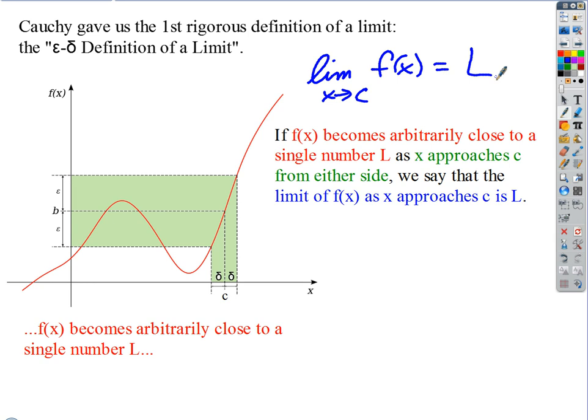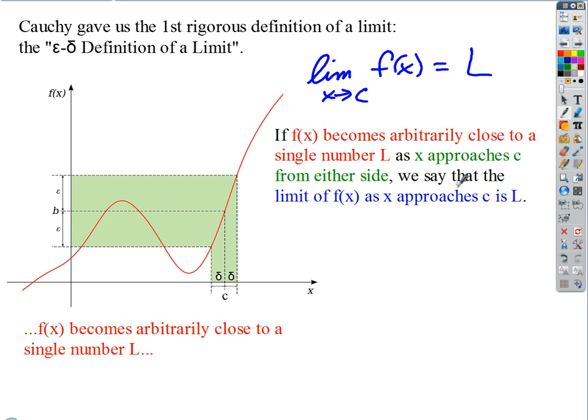And so we're going to go back to what we call the epsilon delta definition of a limit, which was introduced a long time ago, a very rigorous definition. And here's kind of what it does. It makes this statement here. We say, if f of x becomes arbitrarily close to a single number L, we'll go back over this and talk about the language. This is a good example of rigorous mathematical dialogue. If f of x becomes arbitrarily close to a single number L as x approaches c from either side, then we say that the limit of f of x as x approaches c is L. So then we can say this is true.